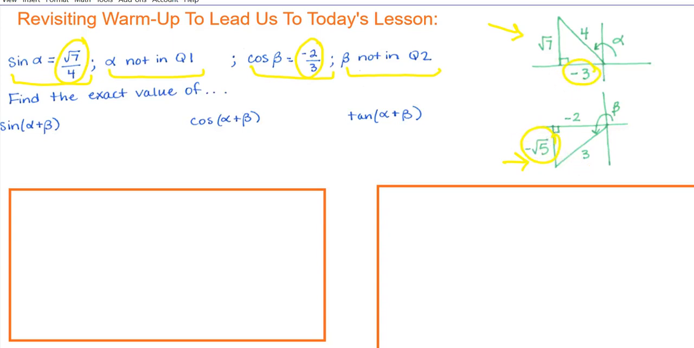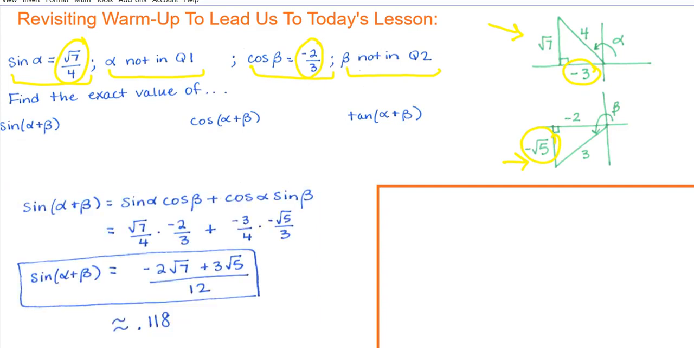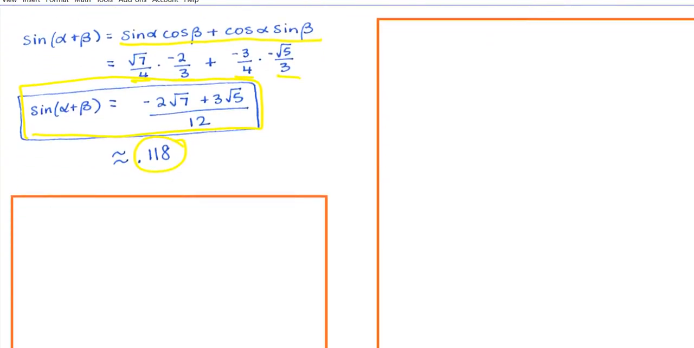Once we have that information, we look to our identities, and for the sine of alpha plus beta, we know that it should be sine alpha cosine beta plus cosine alpha sine beta. We look to our reference triangles and we find all 4 of those exact values, and then we do a little bit of work with fractions to get our answer. It's not the most beautiful answer you've ever seen. And what I went ahead and did is put it in my calculator and got the approximate value.